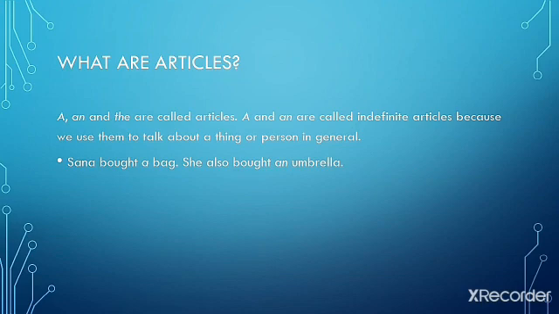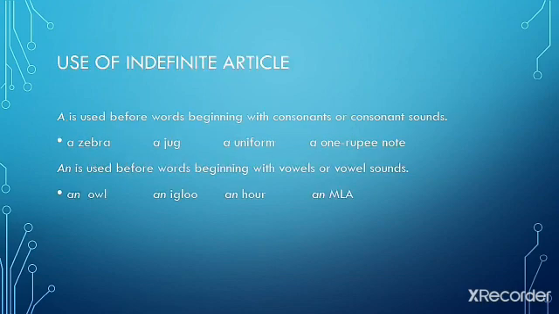Now we'll look into the use of indefinite articles. A is used before words beginning with consonants or consonant sounds. For example, a zebra, a jug, a uniform, a 1 rupee note. Kindly note the above words start with consonant sounds. An is used before words beginning with vowels or vowel sounds. For example, an owl, an igloo, an hour, an MLA. Kindly note the above words start with vowel sounds.